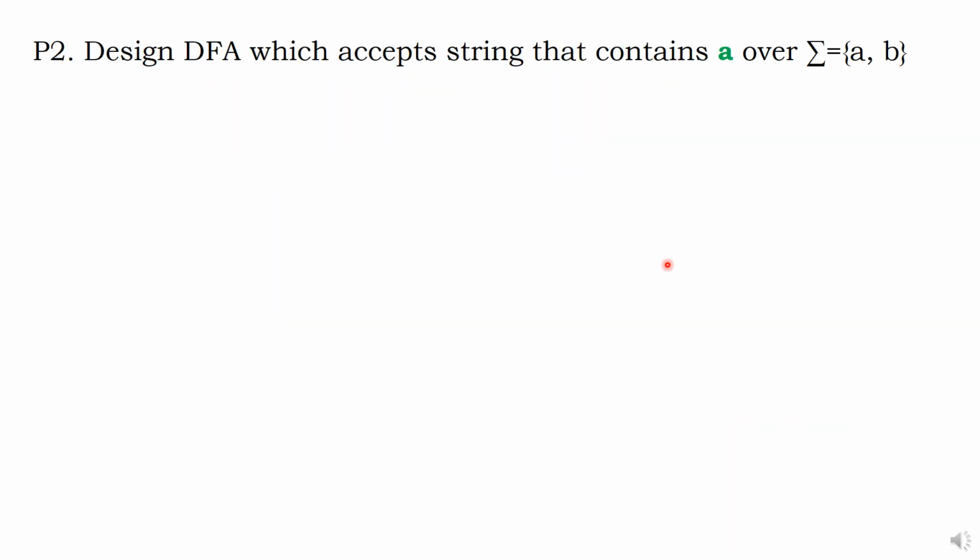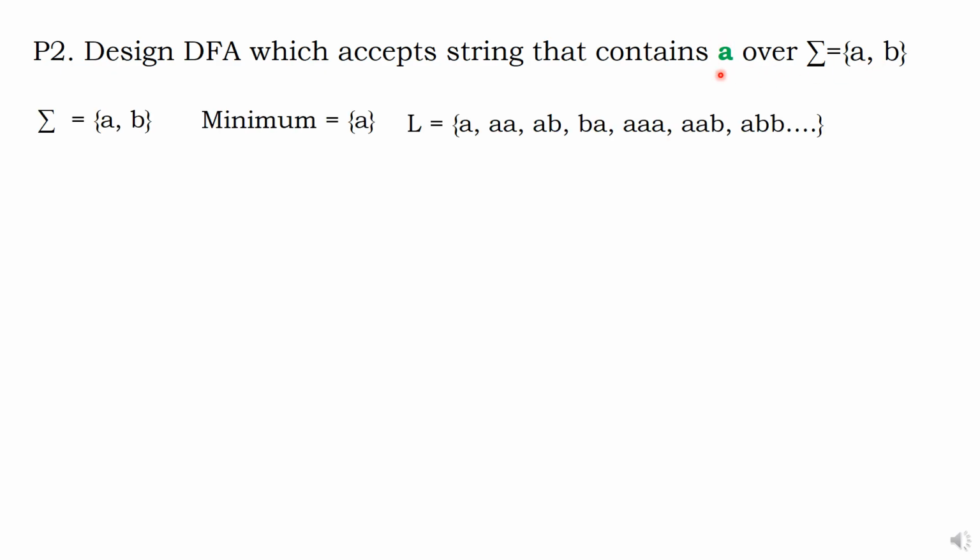Let us recall the second problem. Design a DFA which accepts strings that contain A, which means it should have A. We are going to do this problem in 3 different steps. Before that, what are the alphabets we have? A, B. The minimum requirement is A. There is no restriction on starting or ending. If it has one A, it is more than enough.